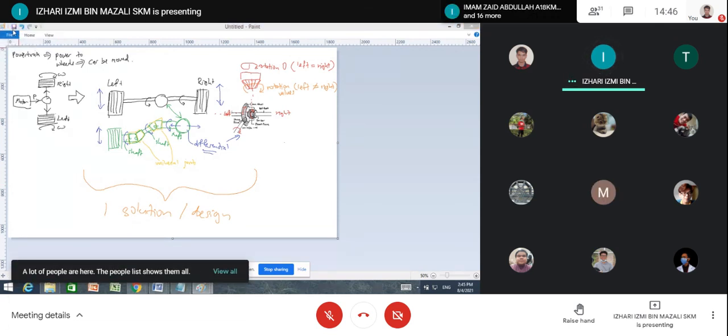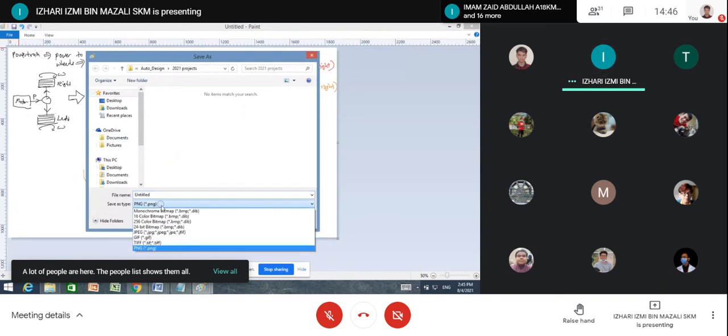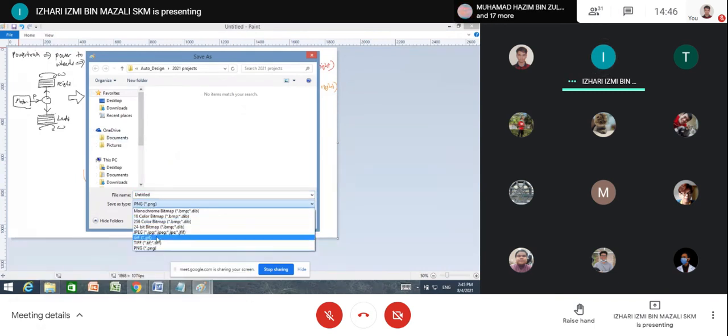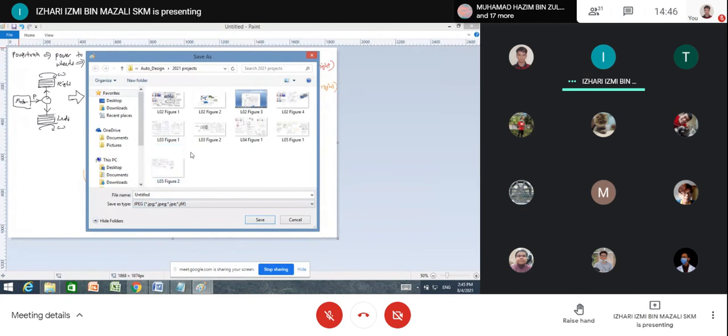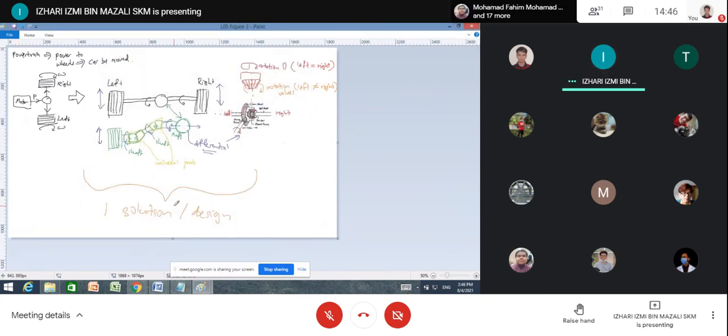Any question? Good. Anything else regarding how to solve the functions?